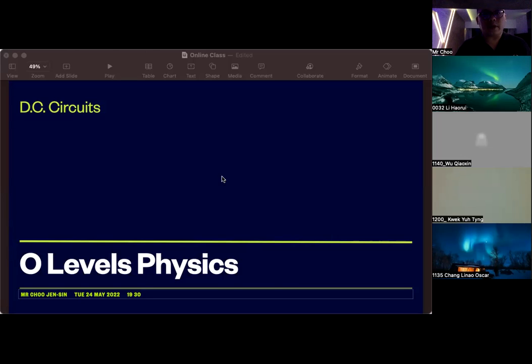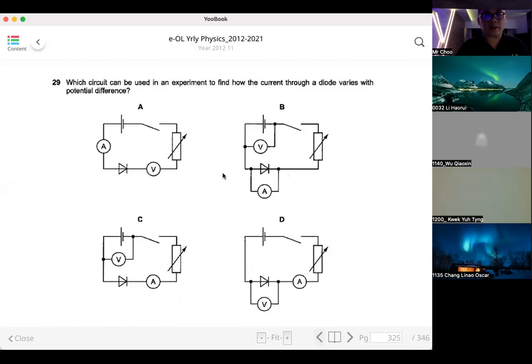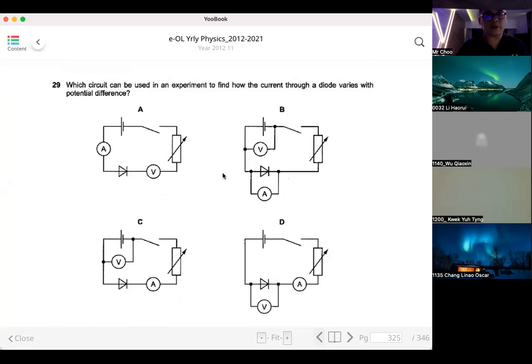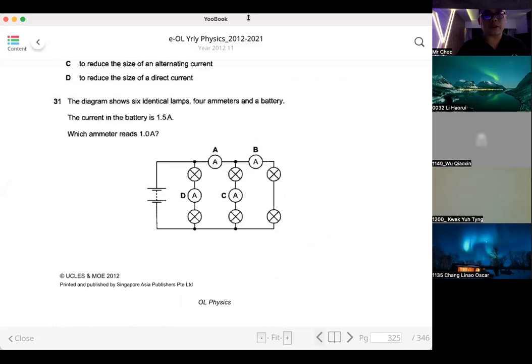Okay, so let's begin. We'd like all of you to do this question and type out the answer in the chat. Do question number 31. You may begin.